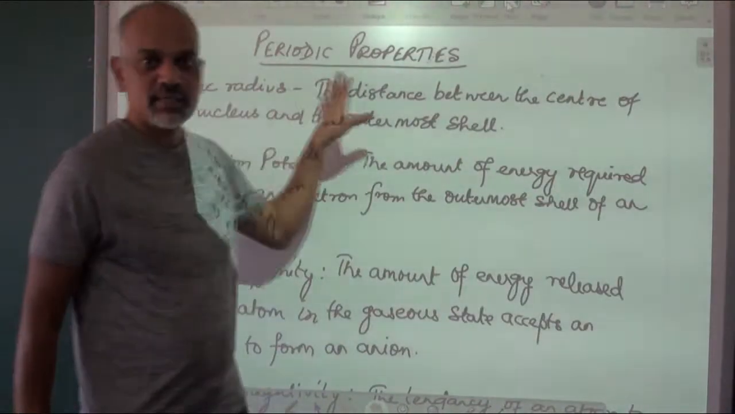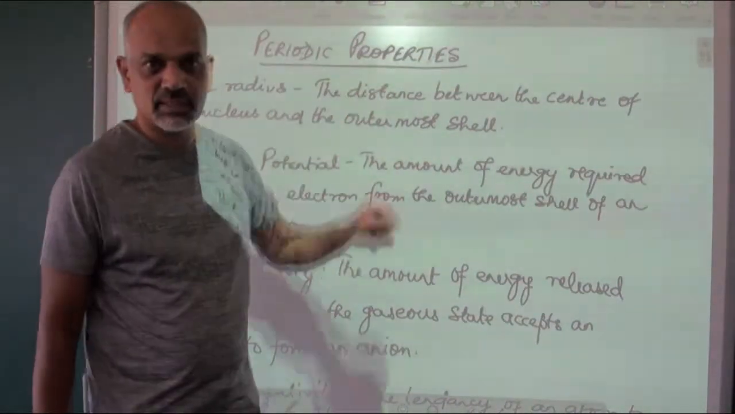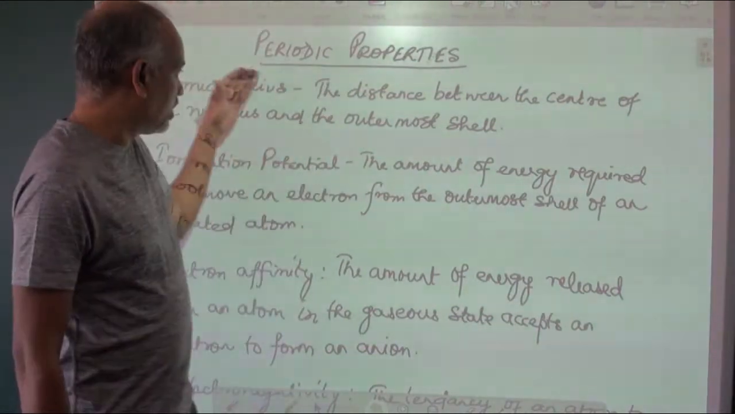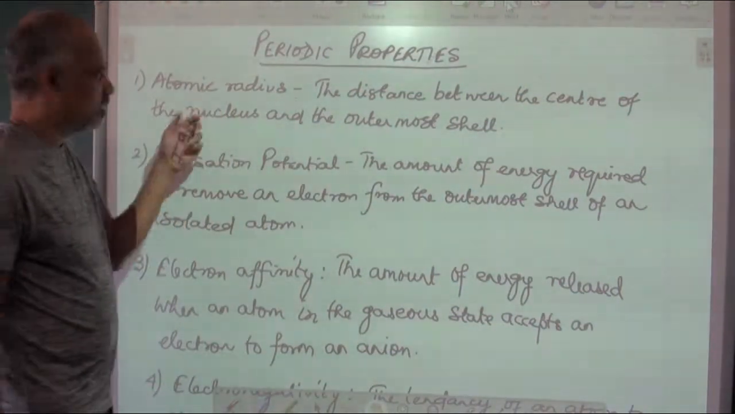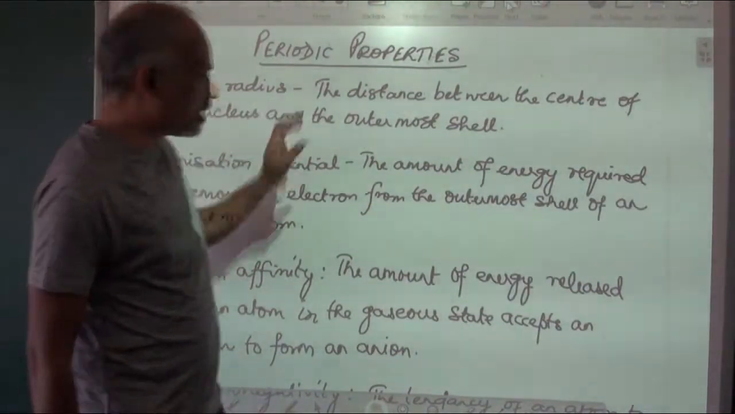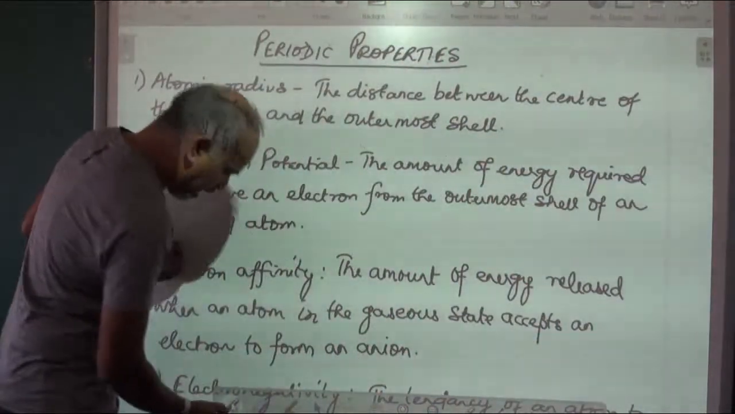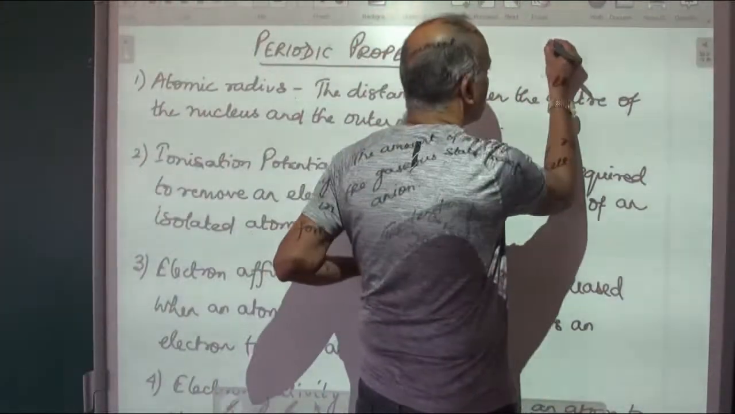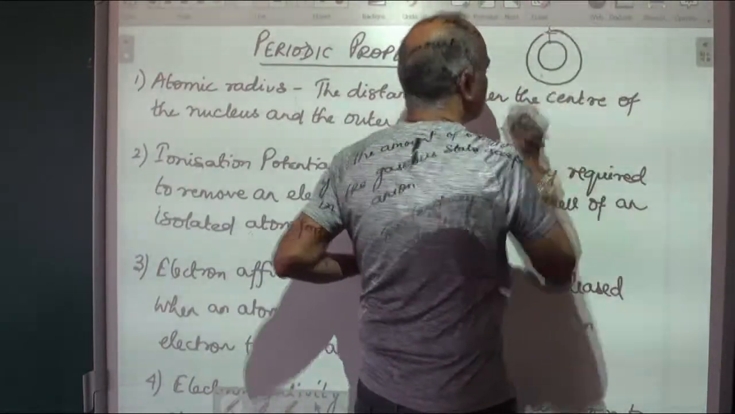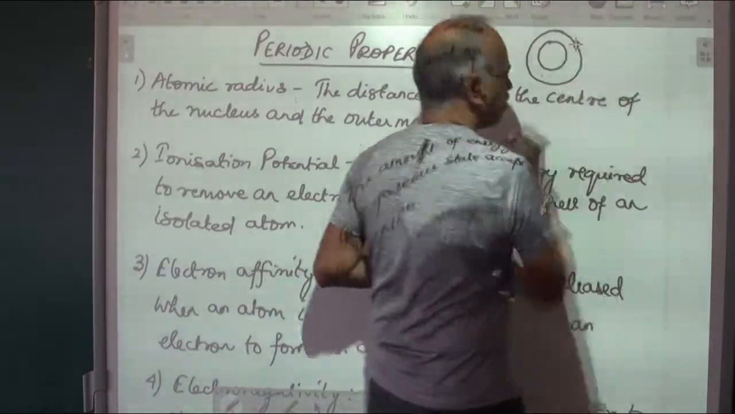So you know that these elements were arranged according to their periodic properties. I mentioned the periodic properties in the previous class. The first periodic property is called the atomic radius. The atomic radius, let's say if I draw an atom, that's the nucleus, that's the first orbit, and say the first orbit has 1 electron.